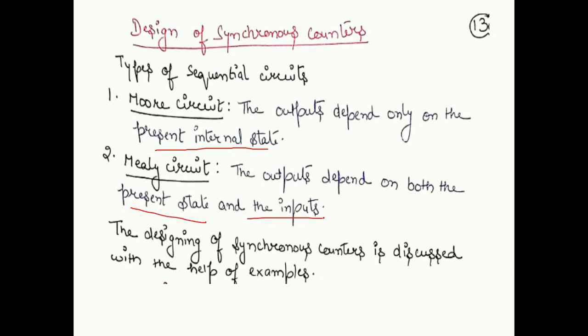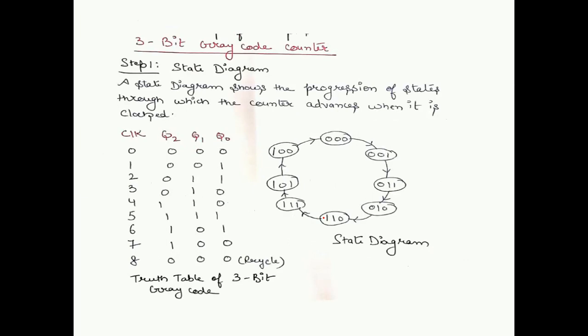So let us start the topic with the help of examples. The very first example that I have taken is design a 3-bit gray code counter. So a 3-bit gray code counter is going to count gray codes. First of all, we are going to start this topic with the help of steps, and side by side we will learn the procedure as well.